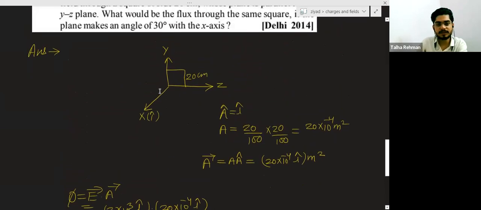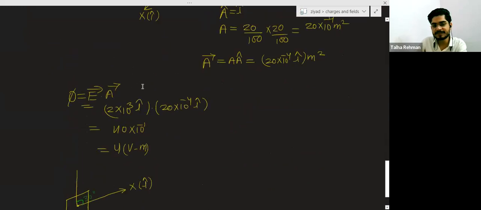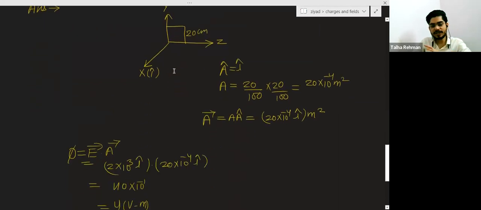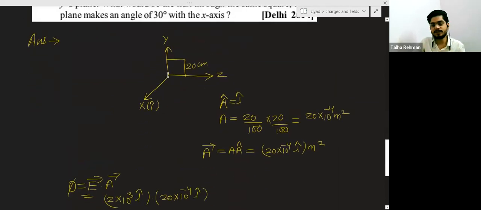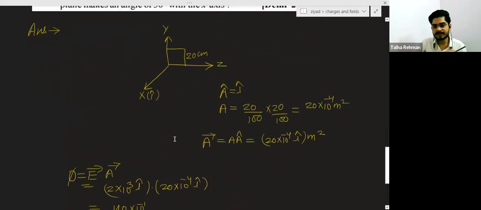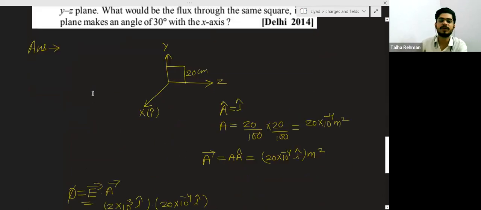Now they are asking what will be the flux for the same square if the plane makes an angle of 30 degree with the x-axis. Now this area is not in the yz plane. The plane has changed, and accordingly the angle with the x-axis has changed. Earlier this area made an angle of 90 degree with the x-axis. Now this area is making an angle of 30 degree.